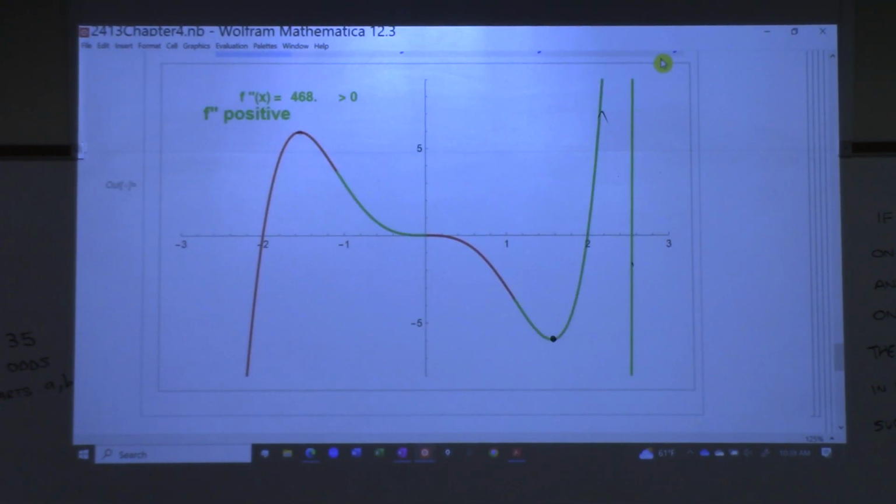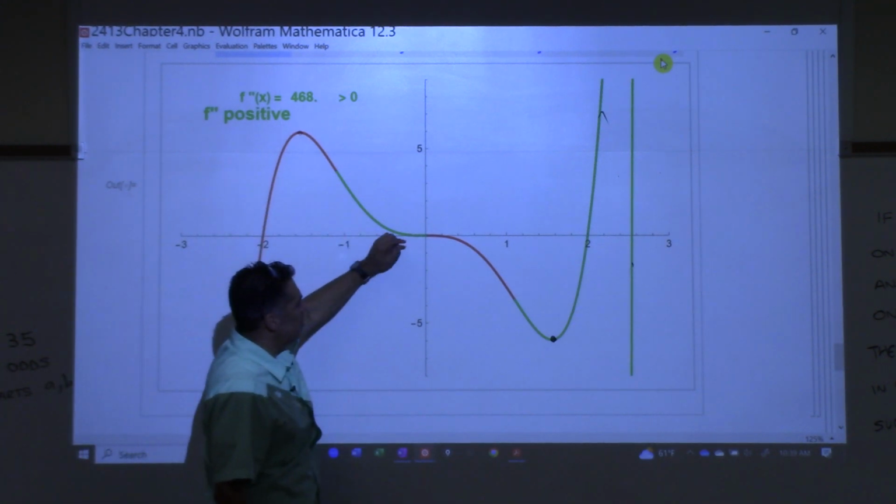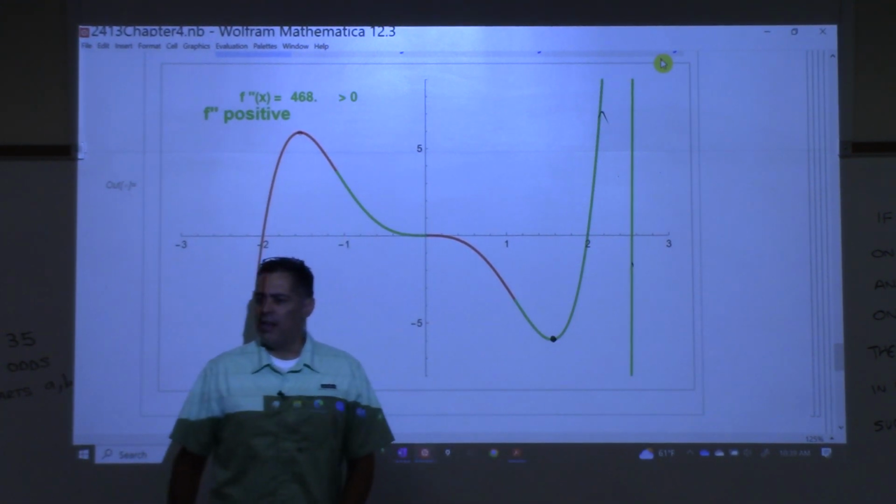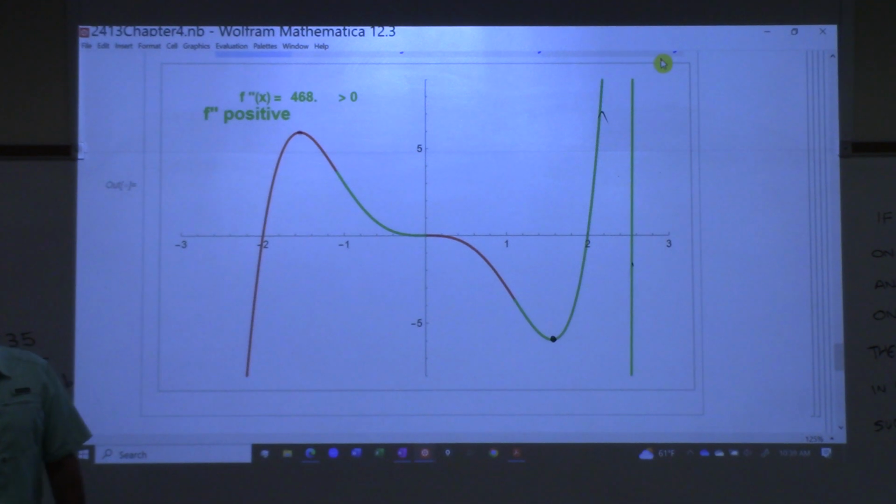There's a section of this graph that's the red section, then the green section, then the red section, then the green section. It has nothing to do with up and down anymore. It has to do with something else. Does anyone see it?